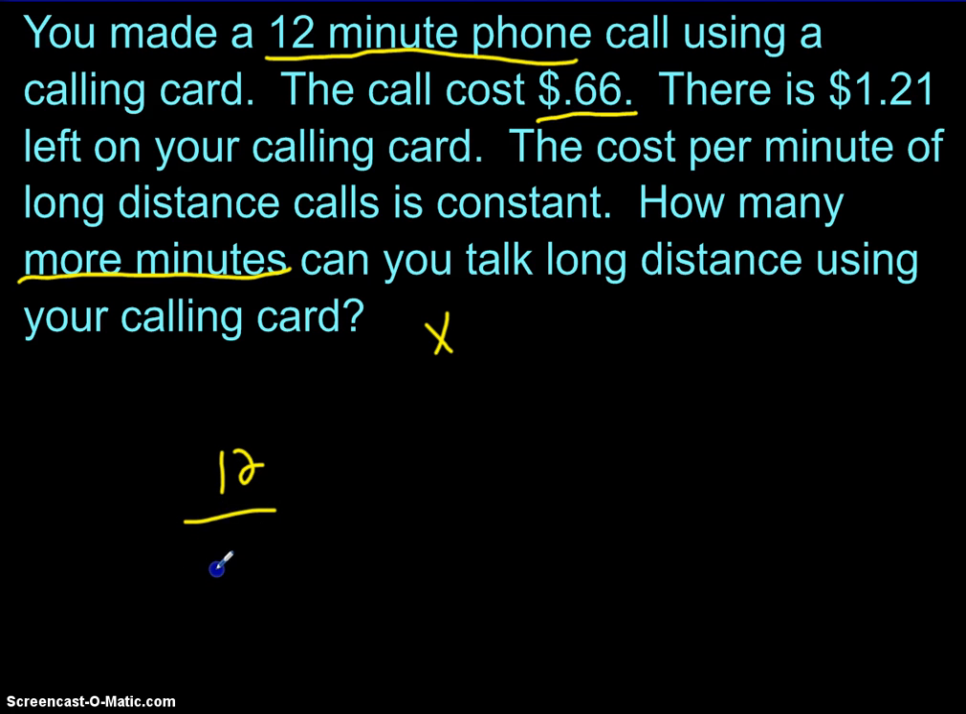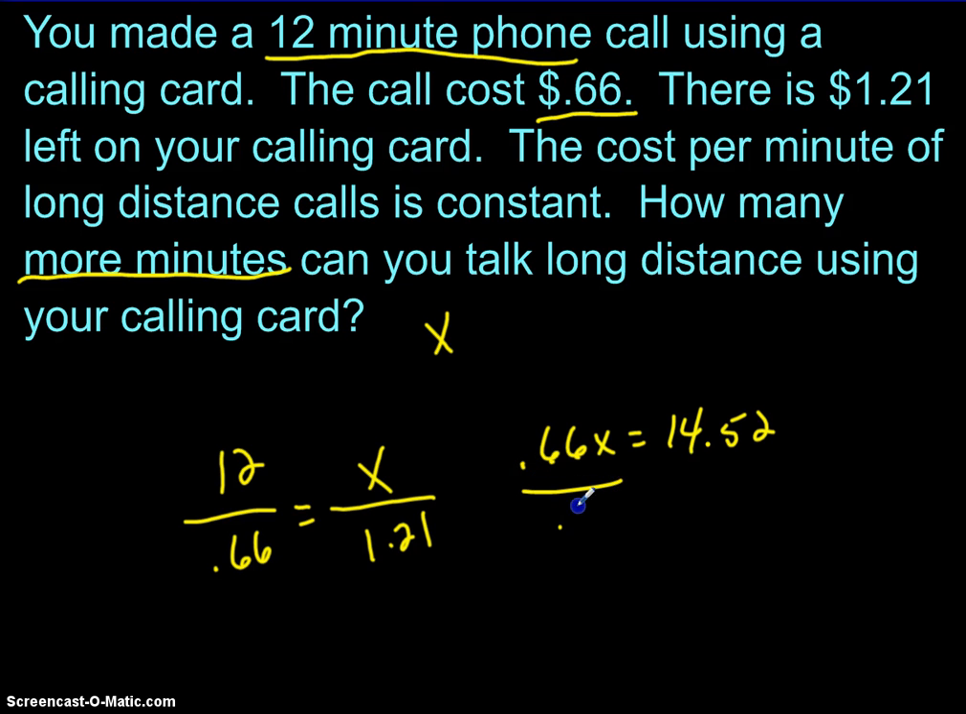12 and 66. Now, how many more minutes? X is minutes. Where are minutes in my first ratio? Well, it's right here on top, so X has to go on top here. And then I've got $1.21 on the bottom. Okay, so I'm going to cross multiply: 0.66x equals, I've got 12 times $1.21, and this is where it's kind of nice to have a calculator. I've got 1452. I'm going to divide both sides by 0.66. So x should be equal to 22.